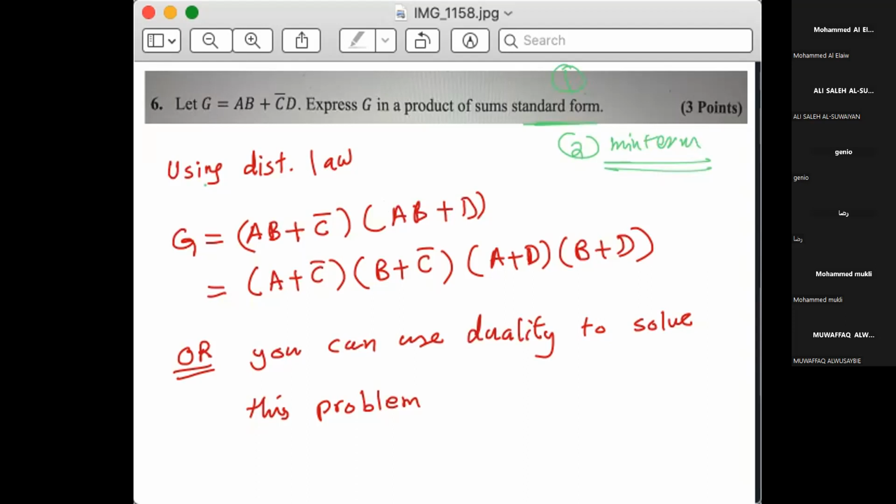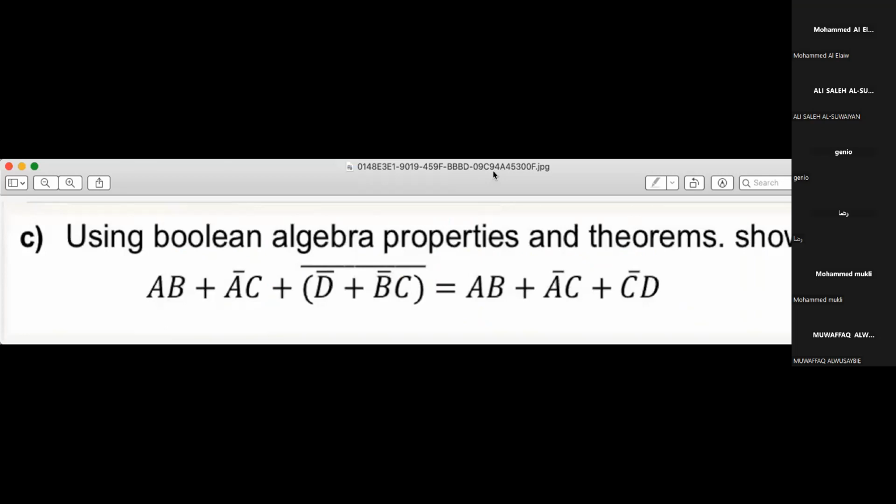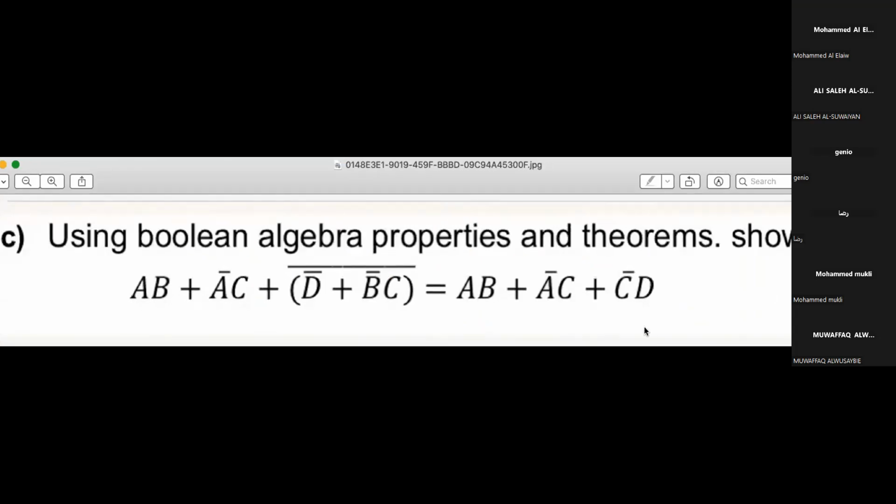Okay, so we have a question here. This is the question. That is really a serious question. Let's try it together and see what happens. I'm going to copy the expression to my iPad, and then let's solve together.